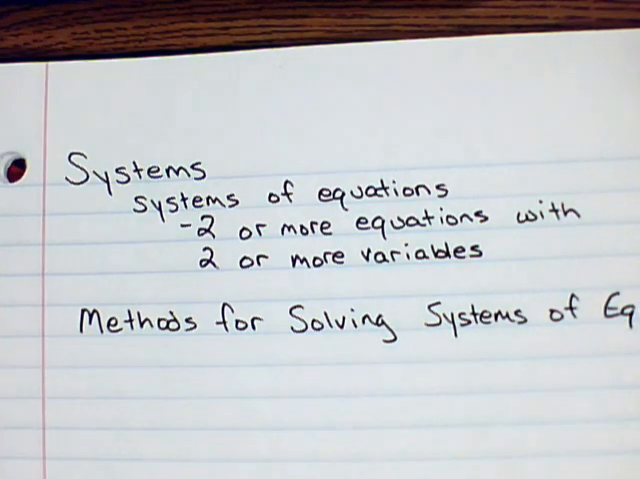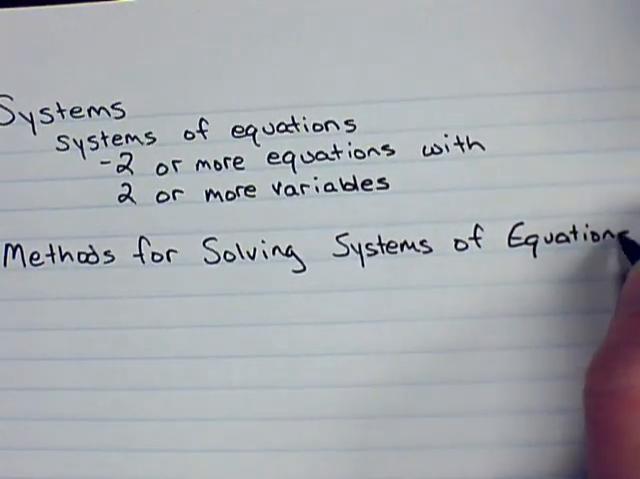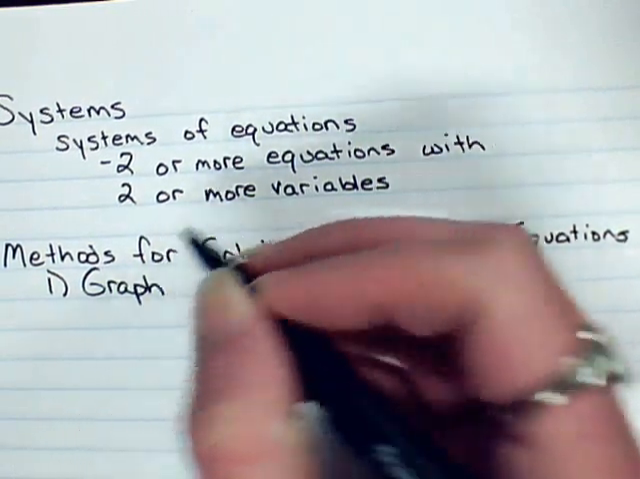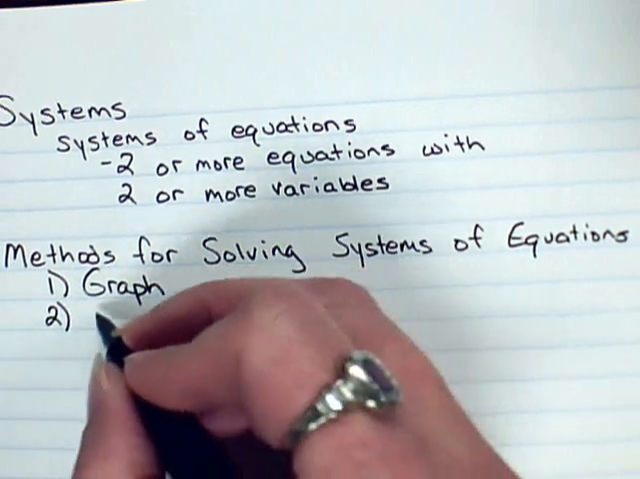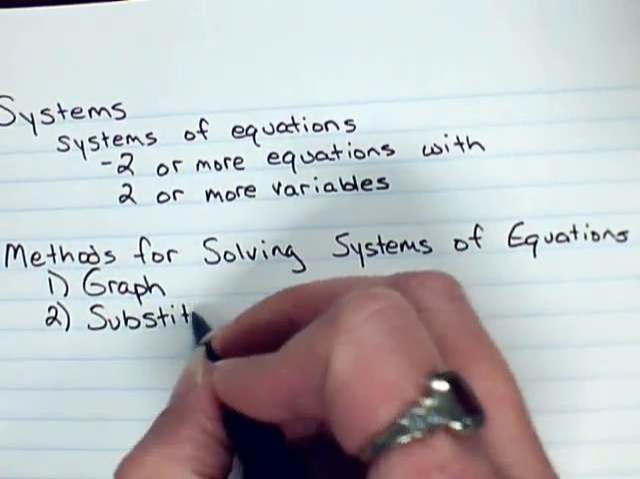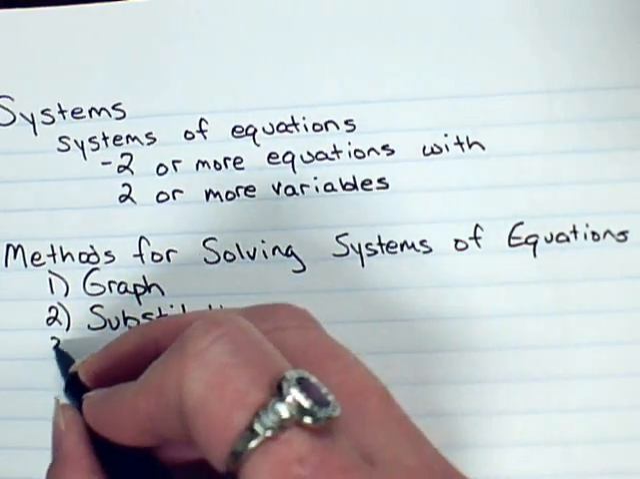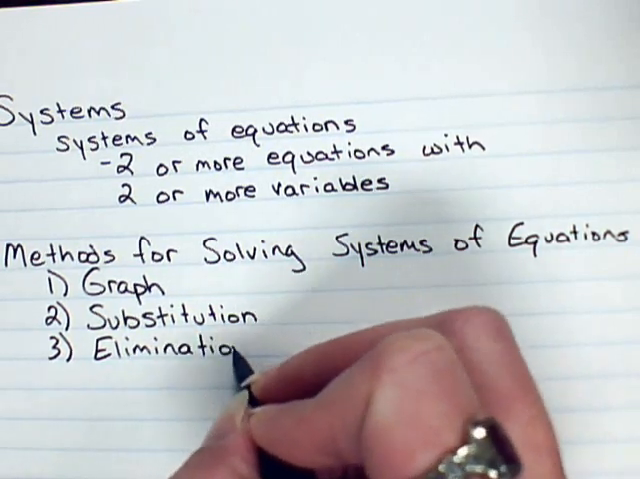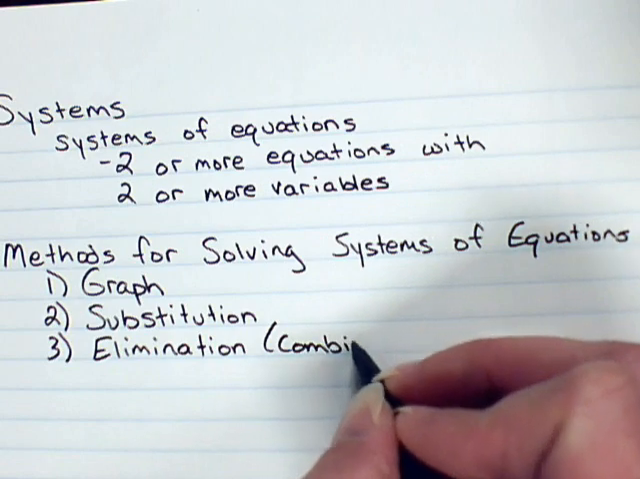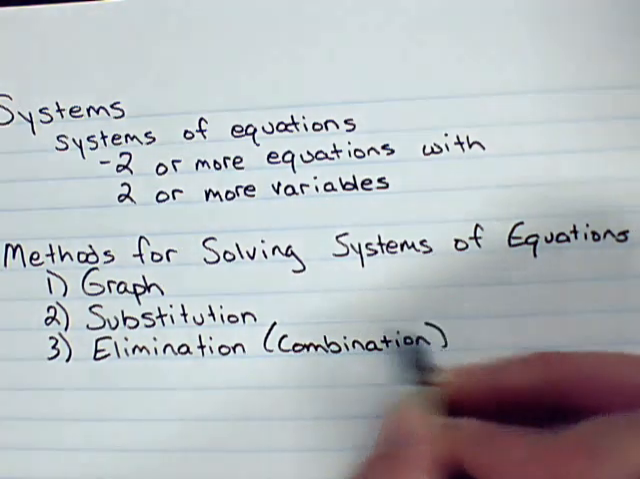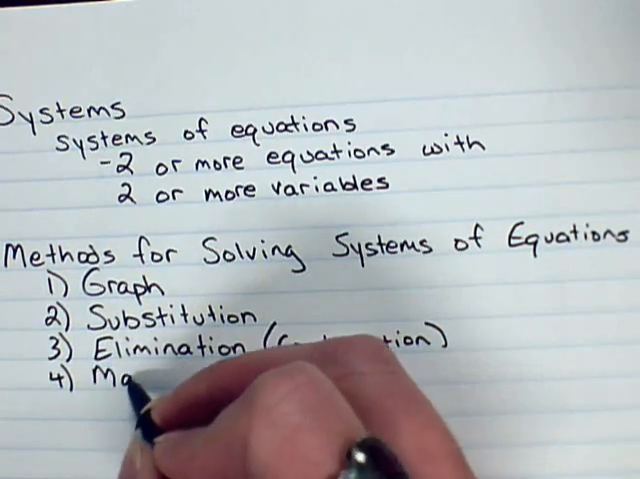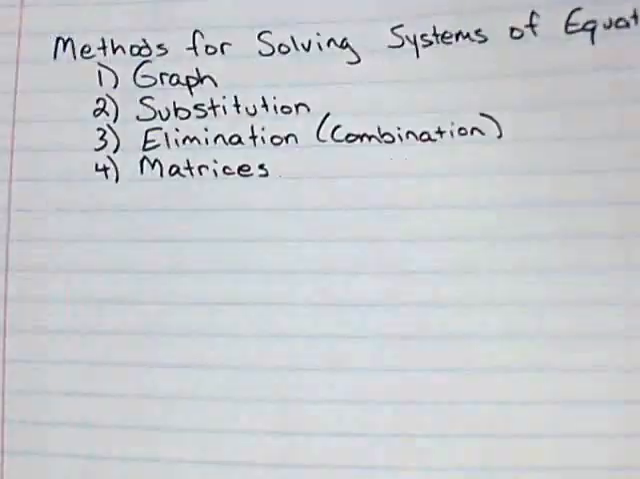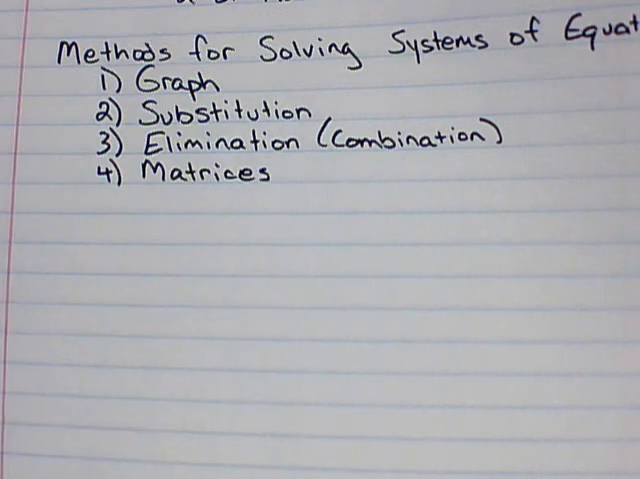There are four main ones. Number one, we can graph it. Number two, we can use substitution. Number three, we can use what is called elimination. Your teacher may have called that combination. And the last one is matrices, and we will go into that later.